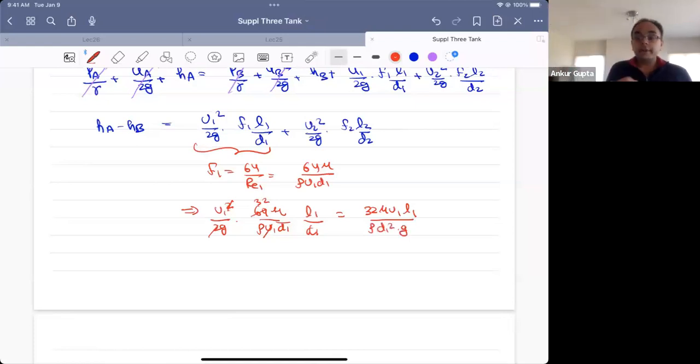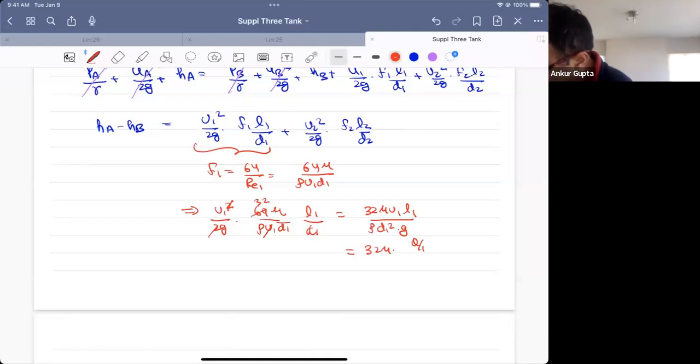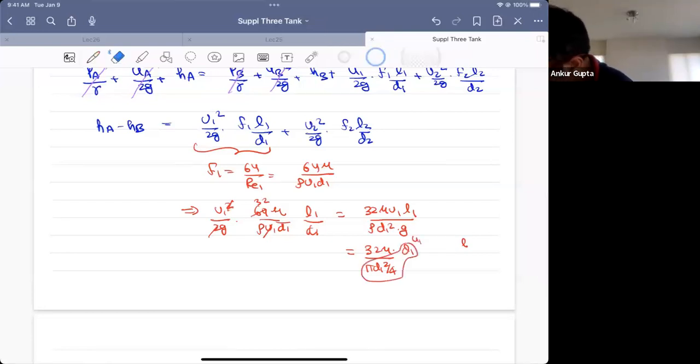Okay. And finally, purposefully, I will also write this in terms of flow rate, 32 mu into Q1 by pi D1 square by 4, and it will become clear why in a bit. So I'll just multiply and divide by pi D1 square by 4. I can just say Q1 into U1 by pi D1 square by 4. So this is U1 into L1 by rho g D1 square.